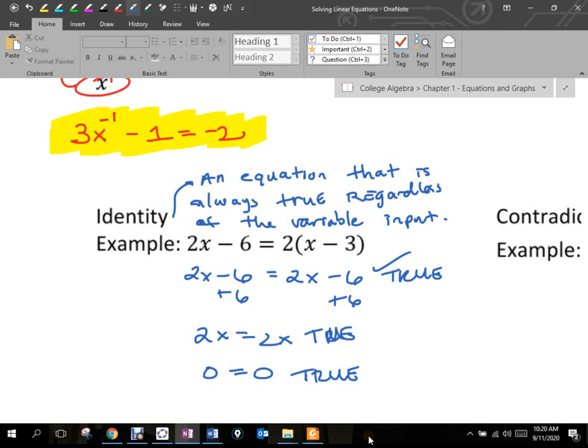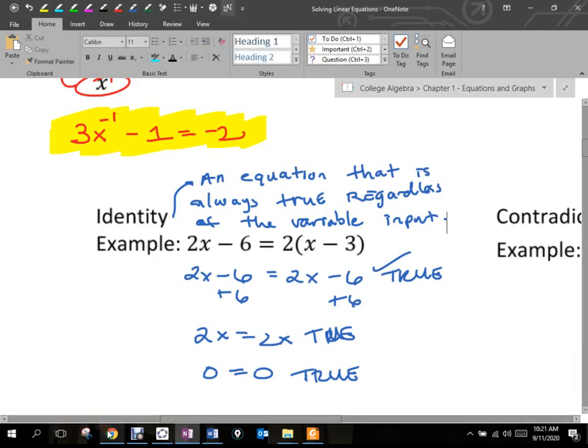If we were to graph those, if you remember back to Algebra 1, if I graph 2x minus 6 equals y, and then I write in the second line, y equals 2 times the quantity x minus 3, and I graph them, what's the image going to look like? It's going to look like the same line. You're going to have two lines that are on top of each other.